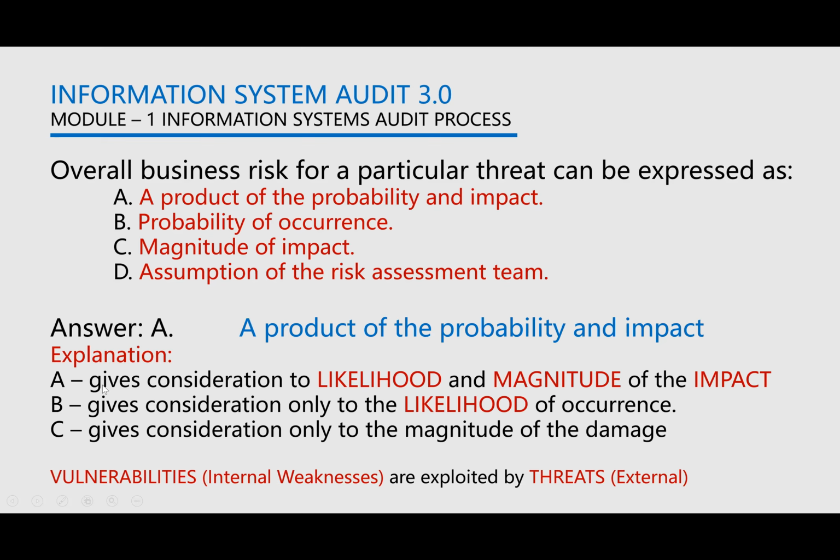If you look into it, A gives the likelihood and the magnitude of the impact, whereas B gives only the likelihood, and C only gives consideration to the magnitude of damage. Remember always, vulnerabilities are internal weaknesses that can be exploited by the threats, which are external.